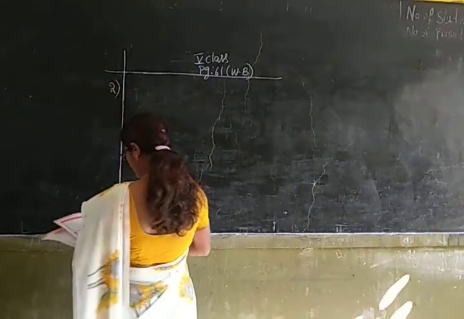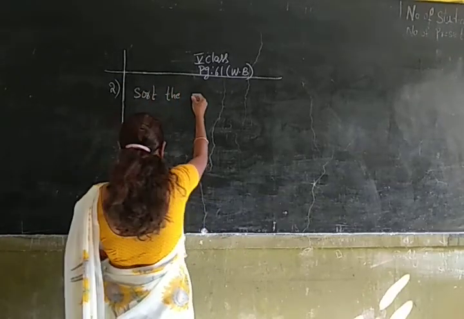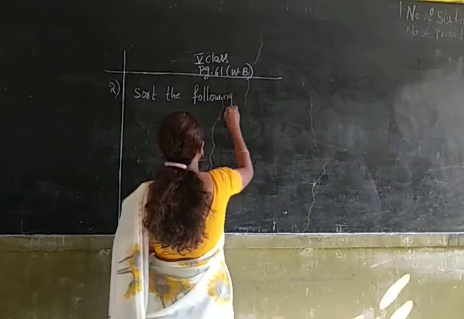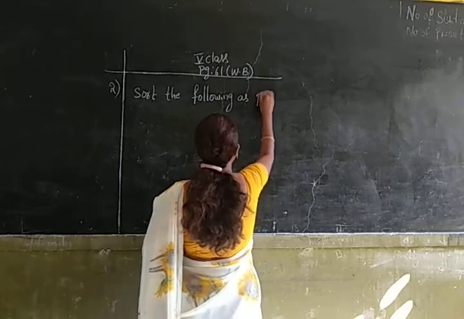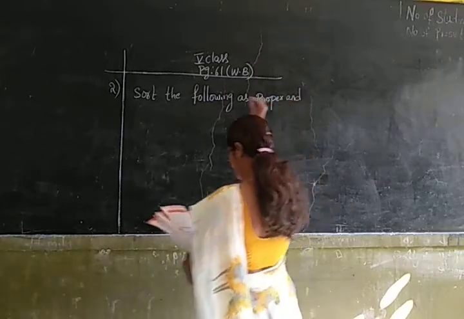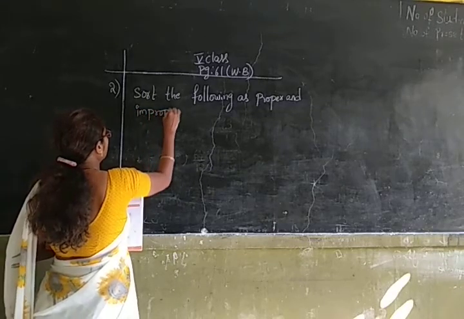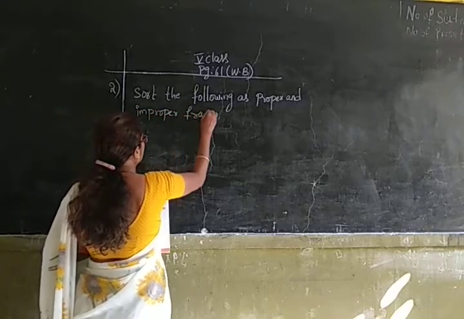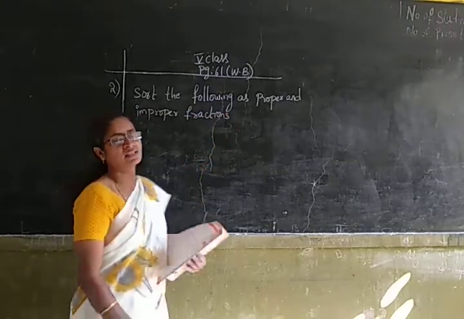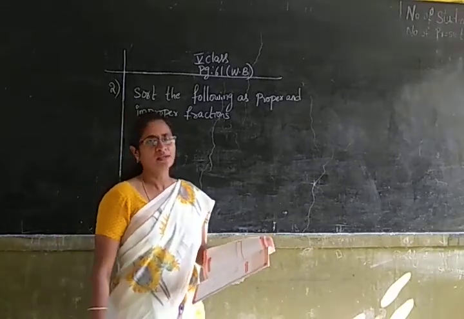The second question is, sort the following as proper and improper fractions. Okay children, here some fractions are given and you have to sort them into proper and improper fractions.